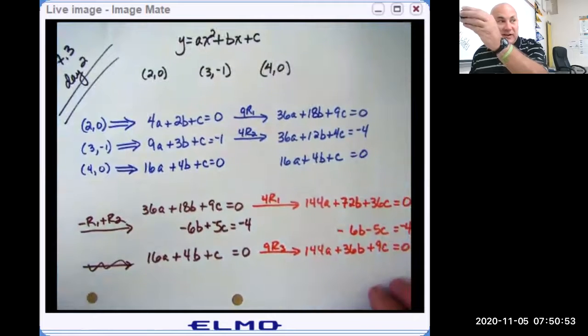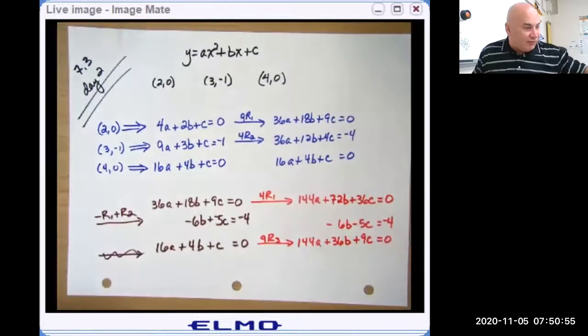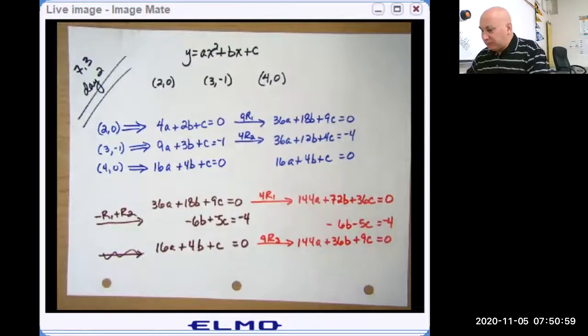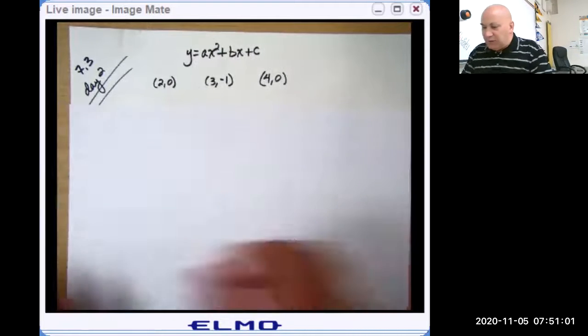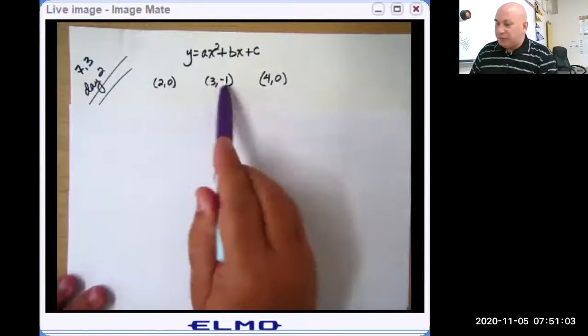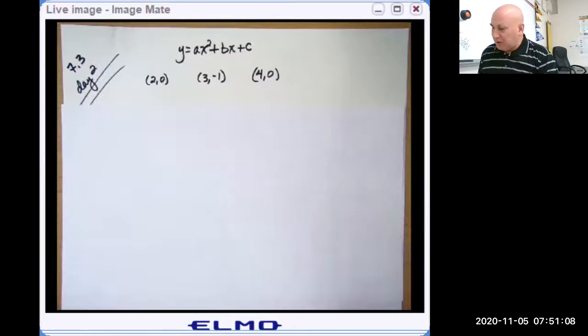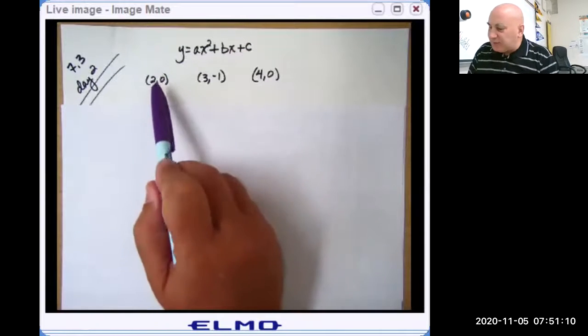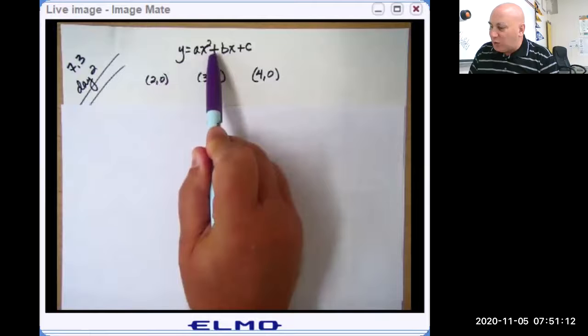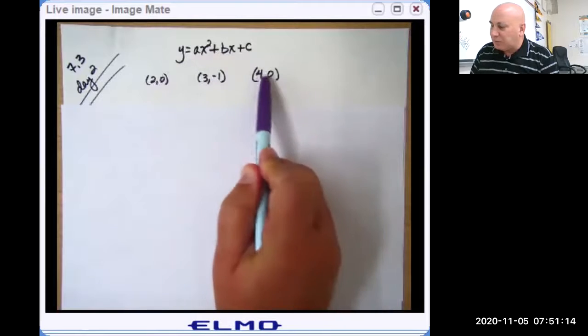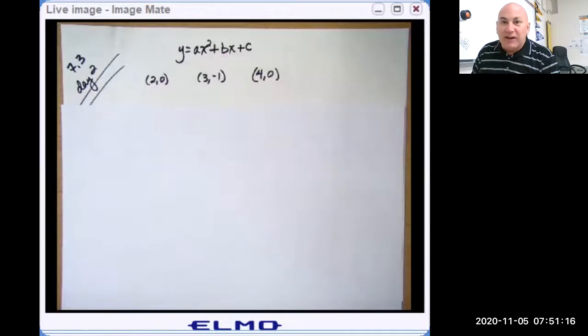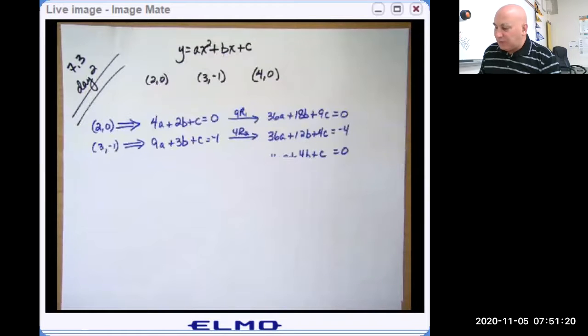So that this doesn't get too confusing, let's go through it just a little bit at a time. Here are the 3 points I'm going to use. What I'm going to do is substitute each of these 3 points into this equation, and I'm going to end up with an equation in A, B, and C.